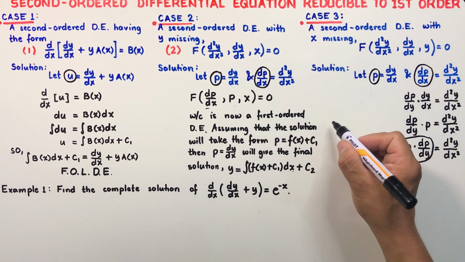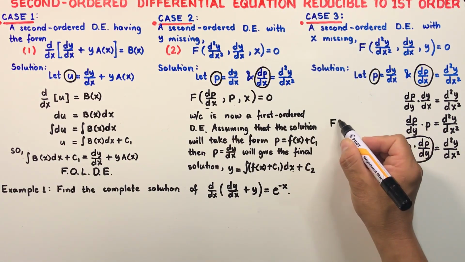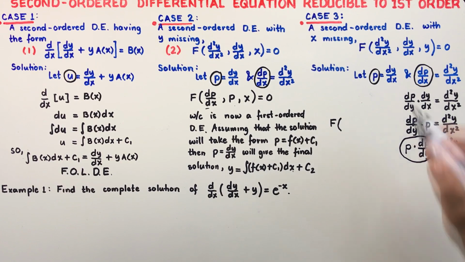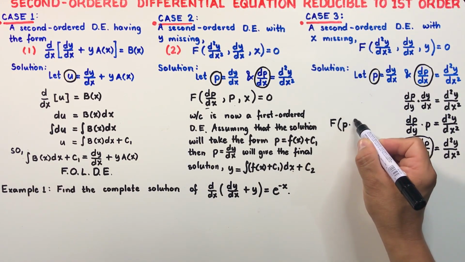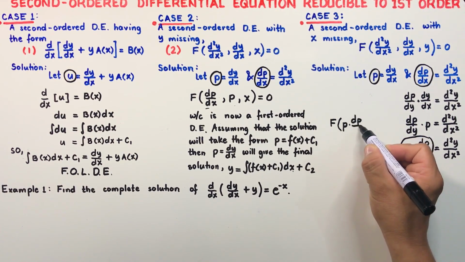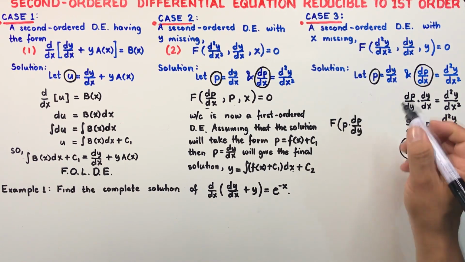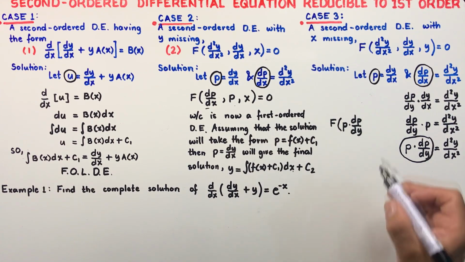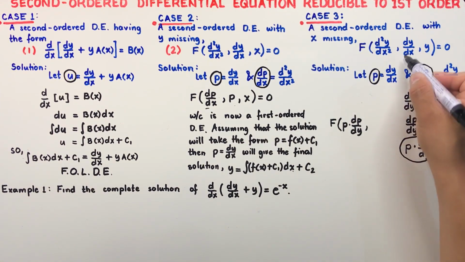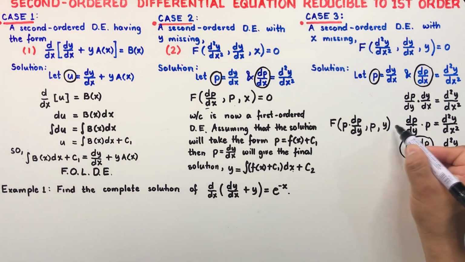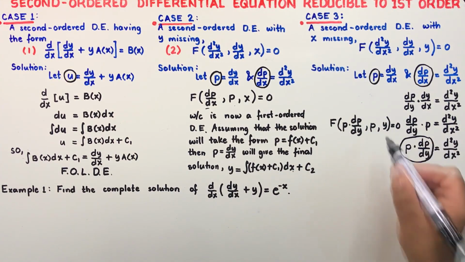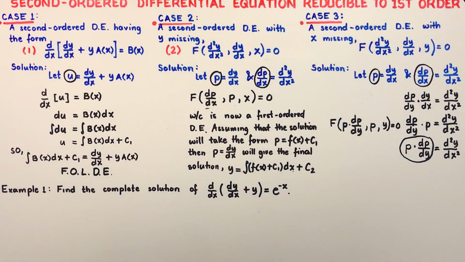So what happens is that in our differential equation, instead of writing the second derivative, we will write p times the derivative of p with respect to y, because there is no x here. And then instead of writing the first derivative, I will write p. And of course, we have the variable y here. And you notice that this is now a first order differential equation.